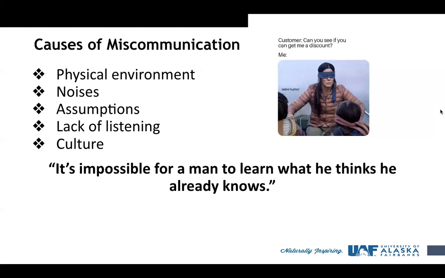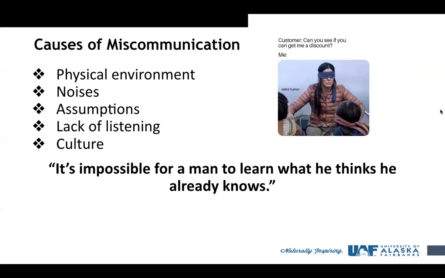So let's talk about some of the causes of miscommunication that are out there. The first is obviously the physical environment. So the physical environment of what's out there, and this can be a number of different things. So if you are outside, perhaps communication isn't heard as easily. Perhaps there's rain, or perhaps there is background noise, which you're going to see here in a second. Noise is certainly a cause of miscommunication.